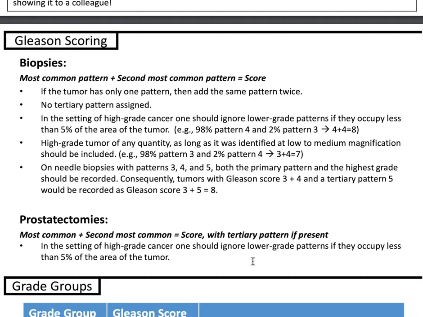Gleason scoring. On biopsies, you want to mention the first number is the most common pattern, and then the second most common pattern, which gives you the score. If there's only one pattern, then you add the same pattern twice. For instance, only Gleason grade 3, then 3 plus 3 is 6. There's no tertiary pattern assigned.